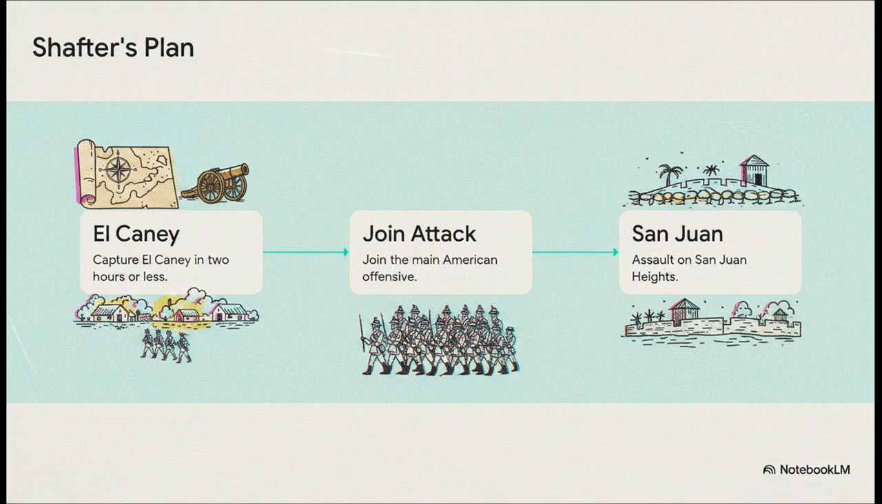Step 2, having brushed aside the defenders, Lawton's troops would rapidly march south and rejoin the main body of the army. Step 3, this massive, newly unified force would launch a synchronized hammer blow directly into the Spanish entrenchments at San Juan Heights. It's a beautiful theory, but the sheer hubris of assuming you can take a fortified village in under 2 hours without heavy siege artillery, that is literally a textbook recipe for a strategic breakdown.